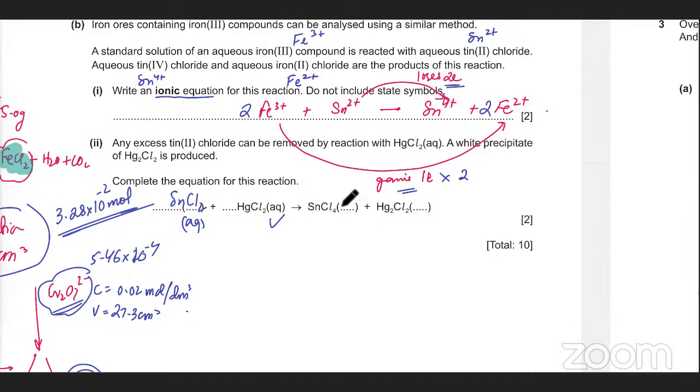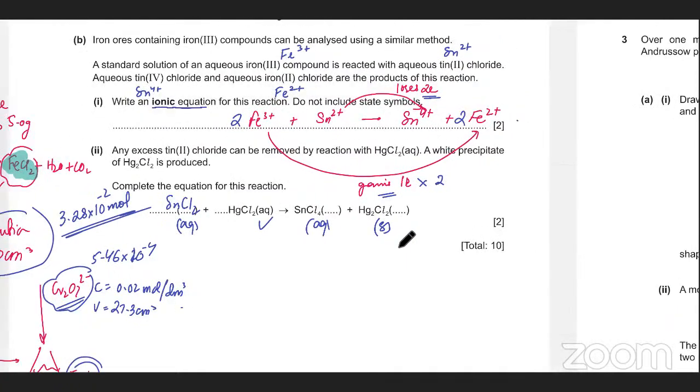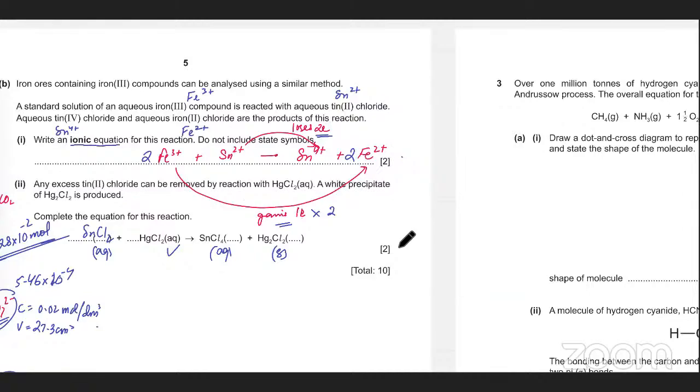Tin 4 chloride, the state is also given. That's aqueous as well. It's written over here. And he already said that Hg2Cl2 is a precipitate. That means it's a solid. So most of the things were already mentioned above. All of them were actually mentioned above, even the formula. So you just had to write down the states by copying from above.